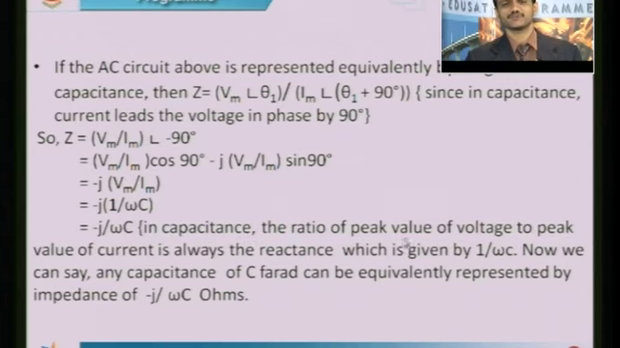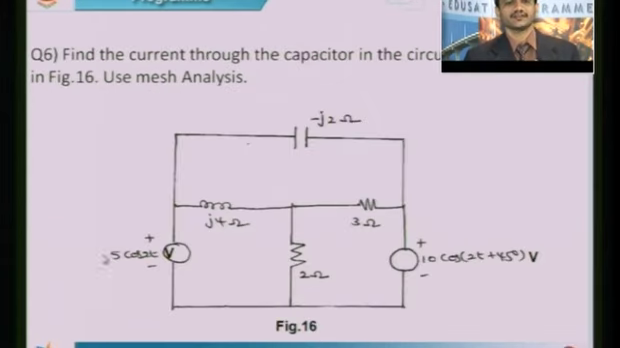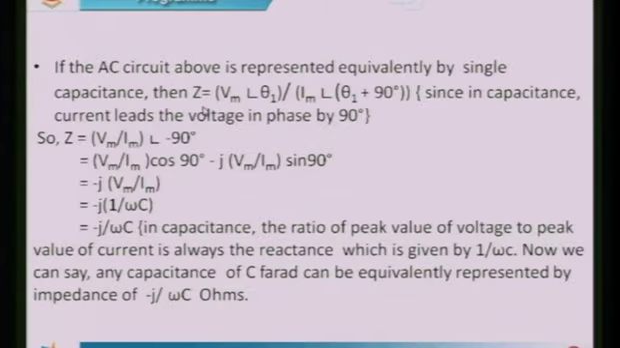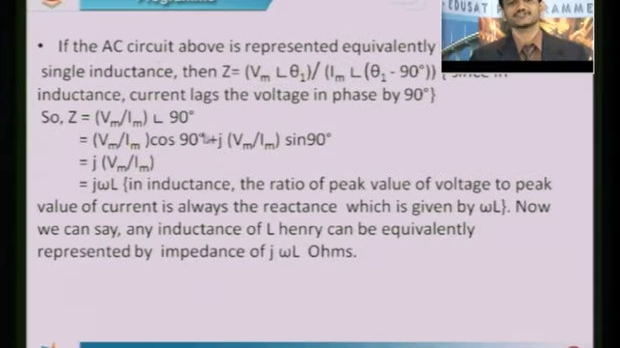In capacitance, the ratio of peak value of voltage to peak value of current is always the reactance, which is given by 1 by omega c. Now, we can say any capacitance of C farad can be equivalently represented by impedance of minus j by omega c ohms in the AC analysis. Okay. Now, we will take up a problem related to this. Strictly speaking, this discussion related to the representation of the sinusoidal sources and responses in terms of phasors is an elaborated discussion. Whatever is required for the smooth conduction of this course, I have considered.